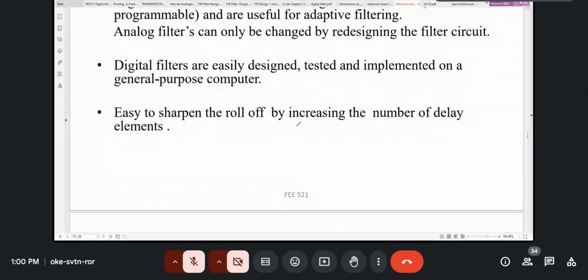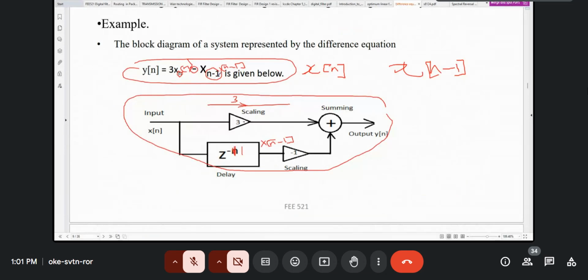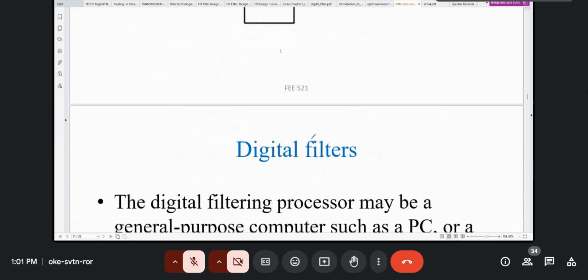It is easy to sharpen the roll-off by increasing the number of delay elements. When you increase the number of delay elements, or rather when you increase the order of the filter, the highest number of delay elements determines the order. We are going to see that. Like what we have here, which is the example, this is first order, because the longest delay is n-1. This is a first order filter.